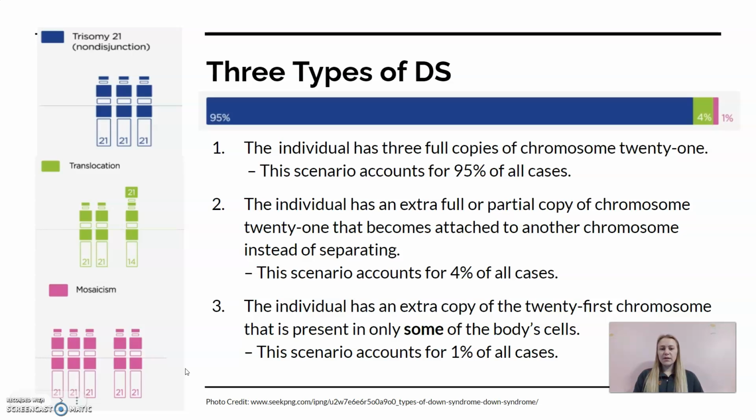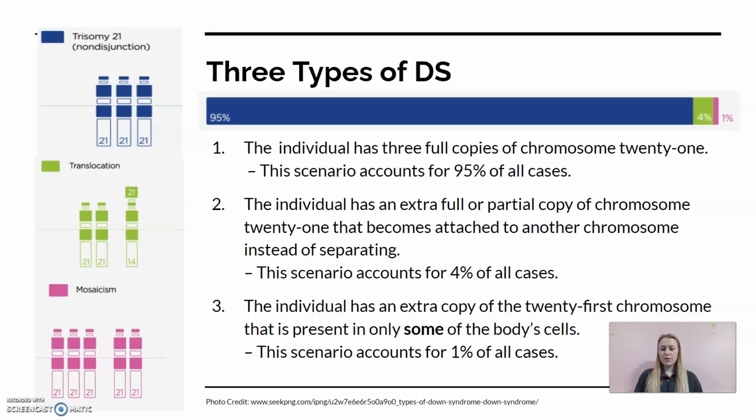There are three types of Down syndrome an individual may have. The first scenario accounts for 95% of all cases, and it's the nondisjunction type, which is when the individual has three full copies of chromosome 21. The next scenario accounts for 4% of all cases, and it's the translocation type, when the individual has an extra full or partial copy of chromosome 21 that becomes attached to another chromosome instead of separating like it should.